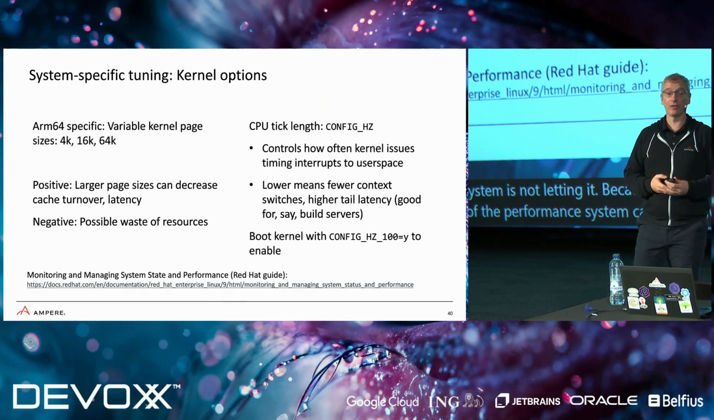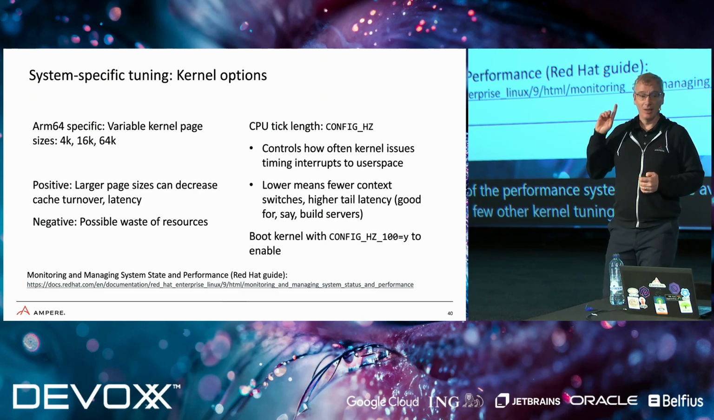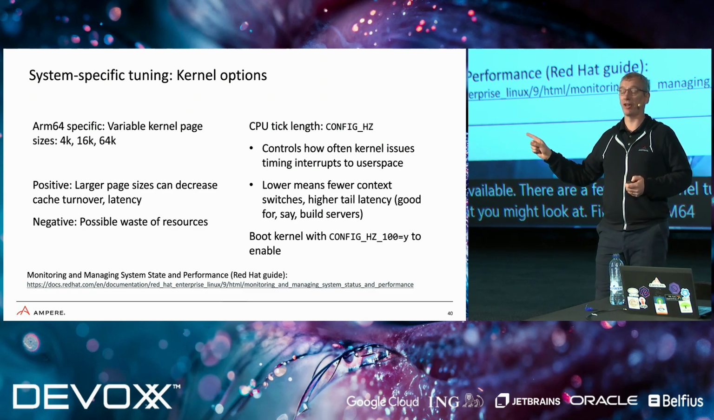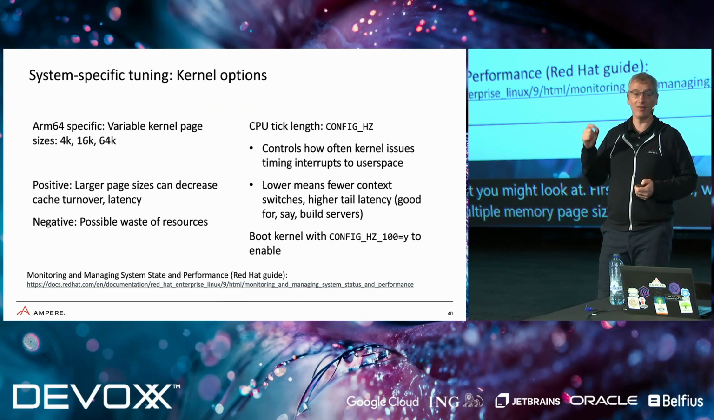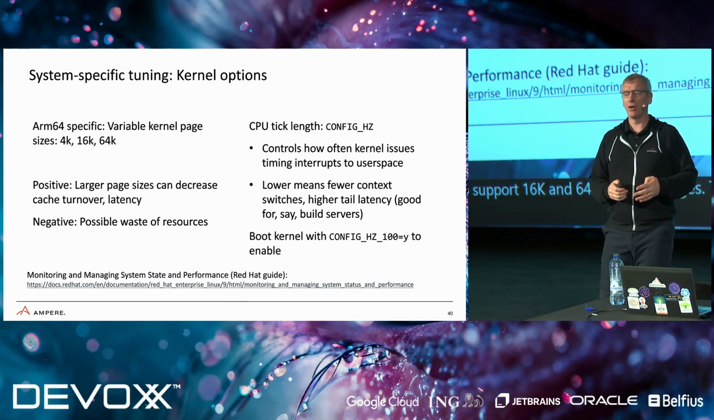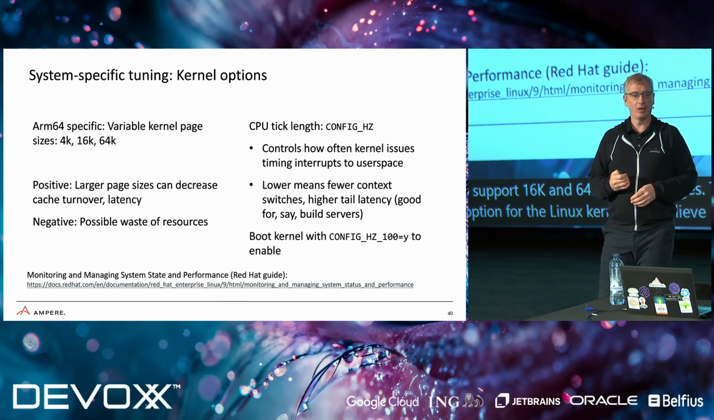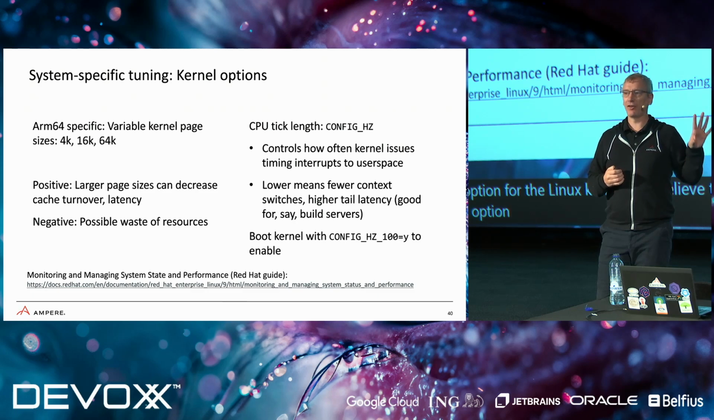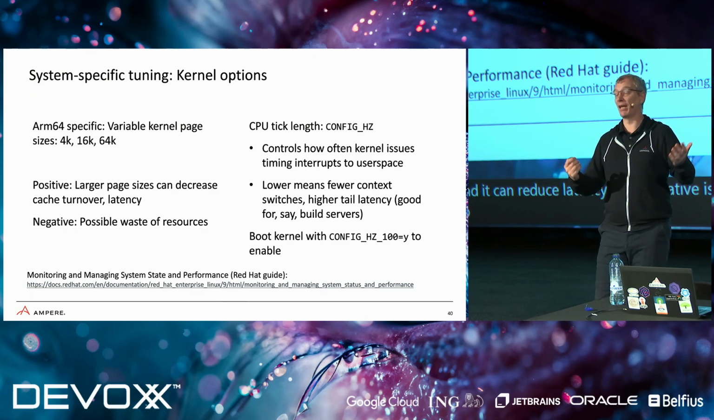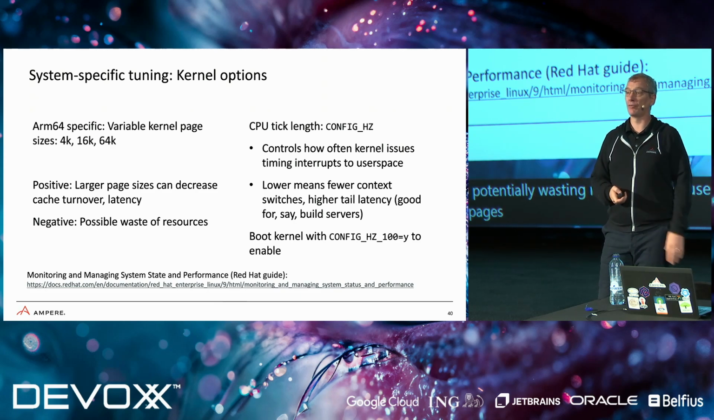There are a few other kernel tuning options that you might look at. First, on Arm64, we support multiple memory page sizes. So 4K, same as x86, but we also support 16K and 64K memory pages. This is a boot time option for the Linux kernel, or I believe there's a sysconfig option. The positive of larger page sizes is that it decreases cache turnover and it can reduce latency. The negative is that you end up potentially wasting resources because you've got bigger pages and maybe they're not as occupied, right?